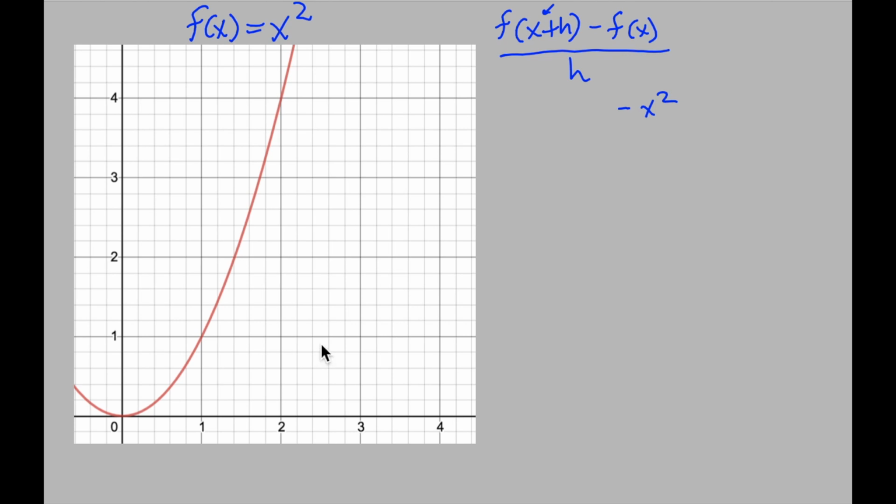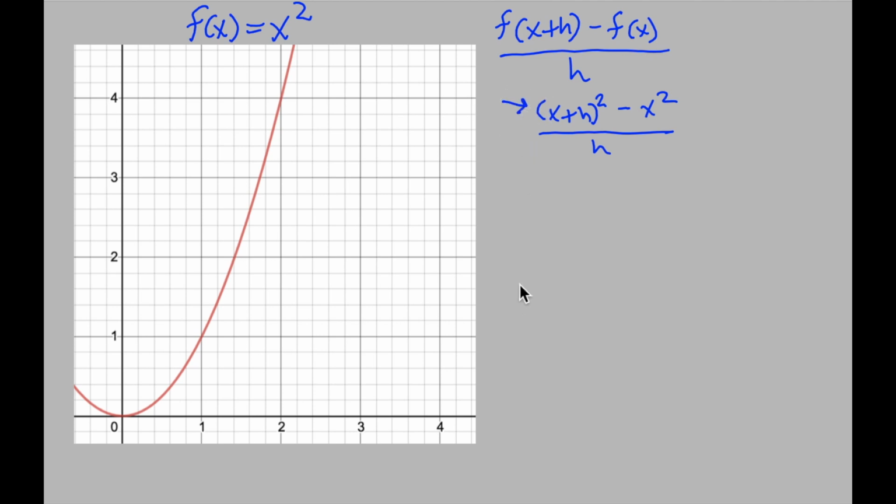f of x plus h. What this means is, remember, put that into your function. f of x plus h. x plus h goes into your function. So this is my function x squared. I'm putting in x plus h for x. So it'll be this, parentheses, x plus h squared. See, I put in x plus h in here for x. So then over h.